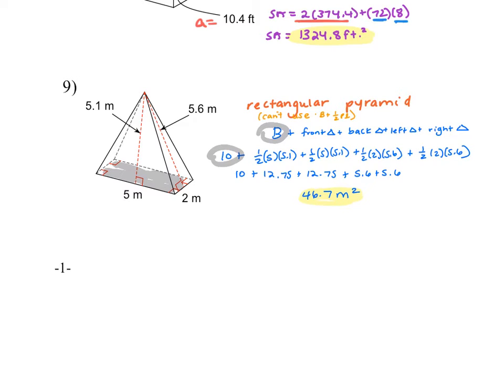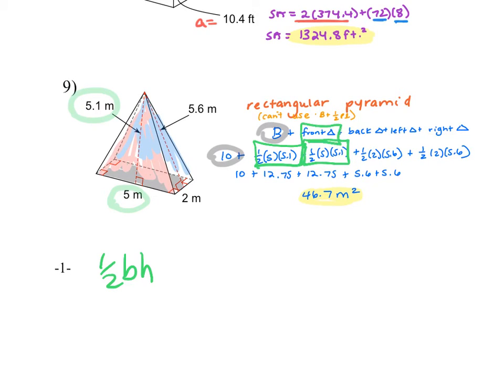Now I need to find the area of the front triangle, which would be right here, which is actually going to be the same as the back triangle. So this front triangle has a base of 5 and a height of 5.1. Area of a triangle, remember, is 1/2 base times height. So 1/2, 5 times 5.1 for both the front and the back. Once I multiply these three numbers, I get 12.75.